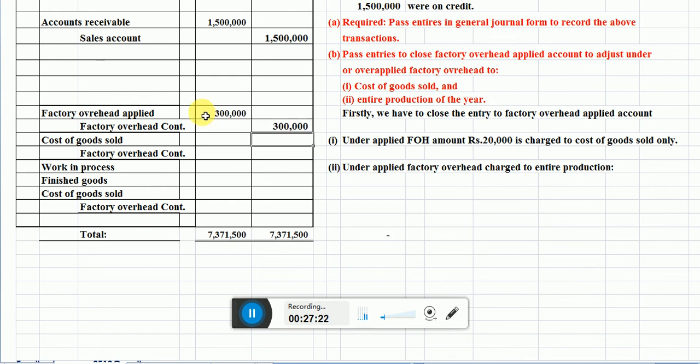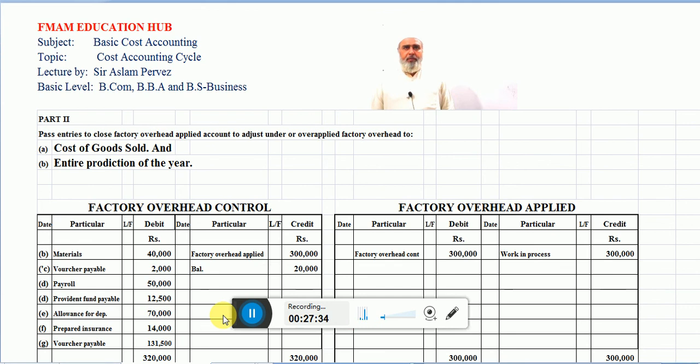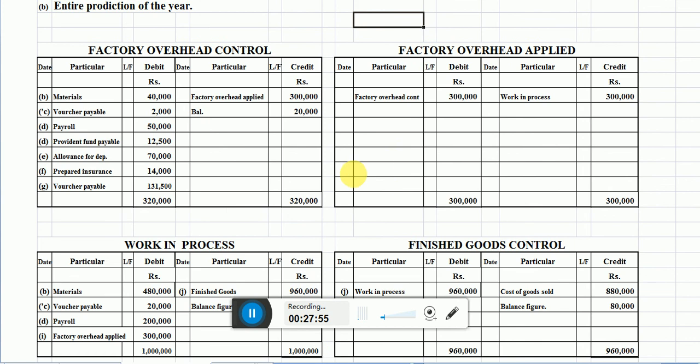Now, students, we move to the next slide, ready to find out the under or over applied factory overhead here. Students, these are the separate accounts which we are making to find out the under or over applied overhead here. Firstly, factory overhead control here.